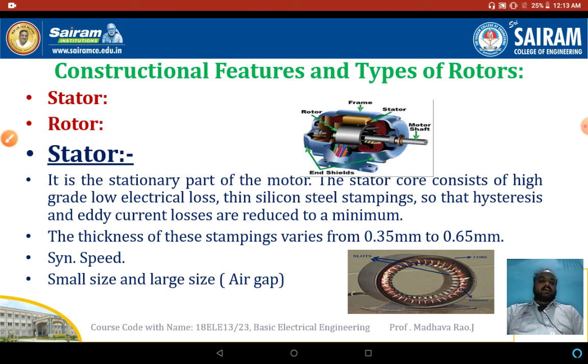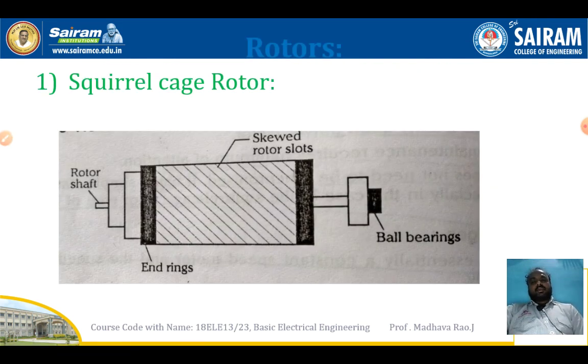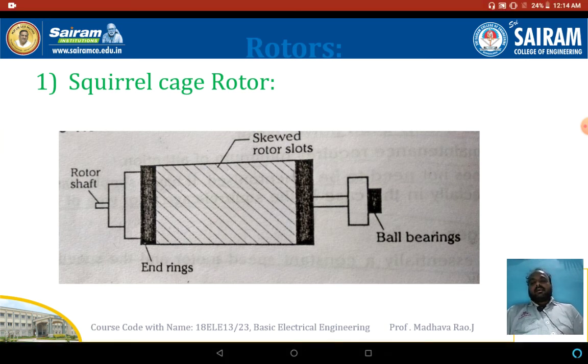Next we will see the types of rotors. Here we are using two types of rotors. One is the squirrel cage rotor and the second one is the slip ring rotor, which is called the phase wound rotor. In the squirrel cage rotor, the rotor surface is smooth cylindrical. Rotor slots are placed approximately parallel, like this, approximately parallel to the rotor. The rotor windings are shorted at the ends of the rotor. Here this is one end and this is the other end.